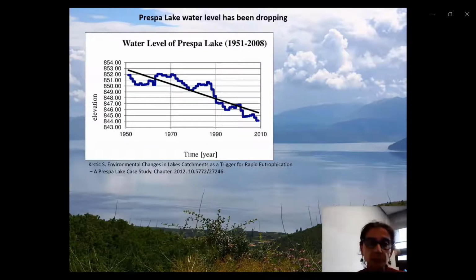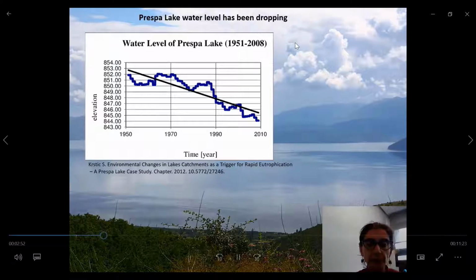Unfortunately, Prespa Lake's water level has been dropping. You can see what has been going on since the 50s. The rate of this decrease is not constant, but it's permanent over the years.